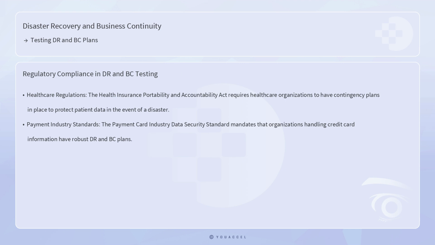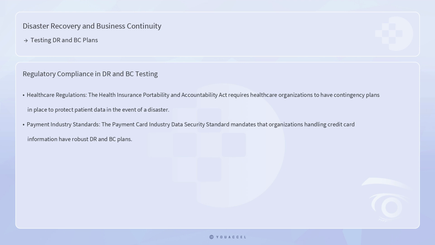Compliance with regulatory requirements is another important consideration in DR and BC testing. Many industries are subject to regulations that mandate the implementation and testing of DR and BC plans. For example, the Health Insurance Portability and Accountability Act requires healthcare organizations to have contingency plans in place to protect patient data in the event of a disaster.